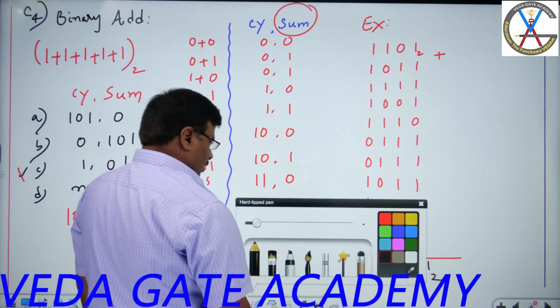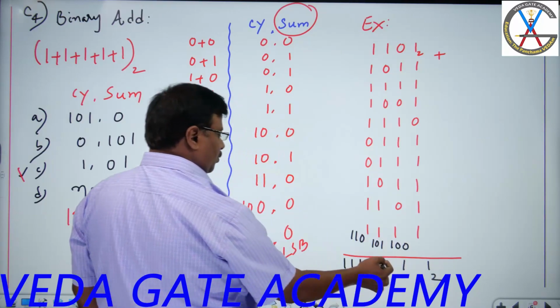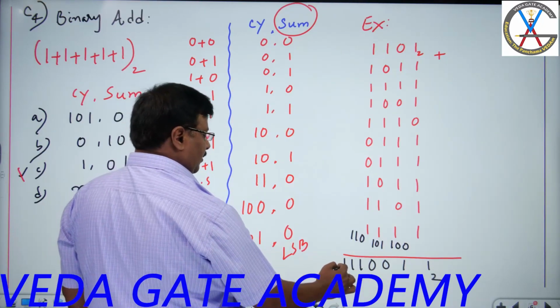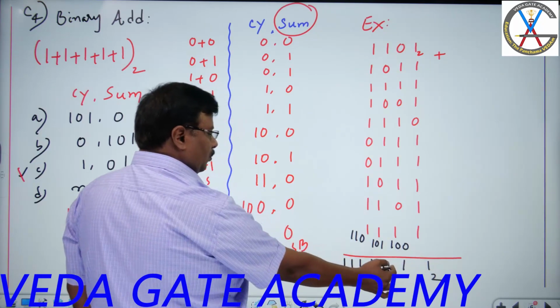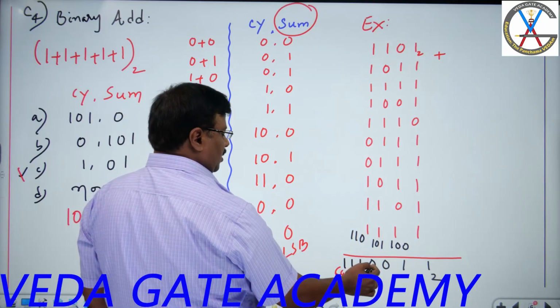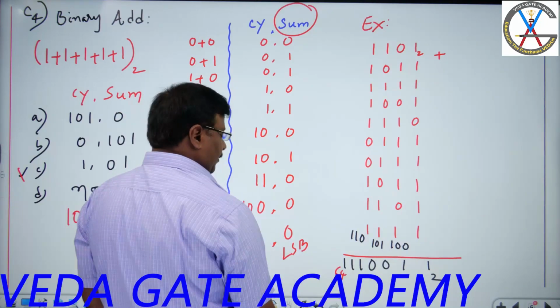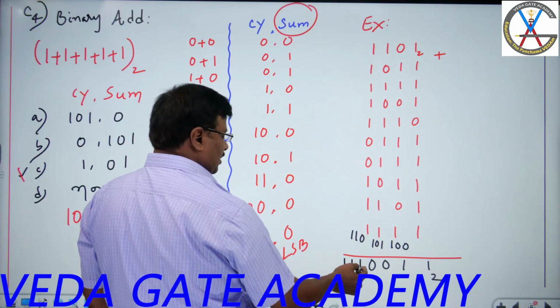Now, let me cross check what that is. The weights are 1, 2, 4, 8, 16, 32, 64. And this is 64, 32, 16, 8, 4, 2, 1. What is the total value? 64 and 32 is 96. 96 is 16.